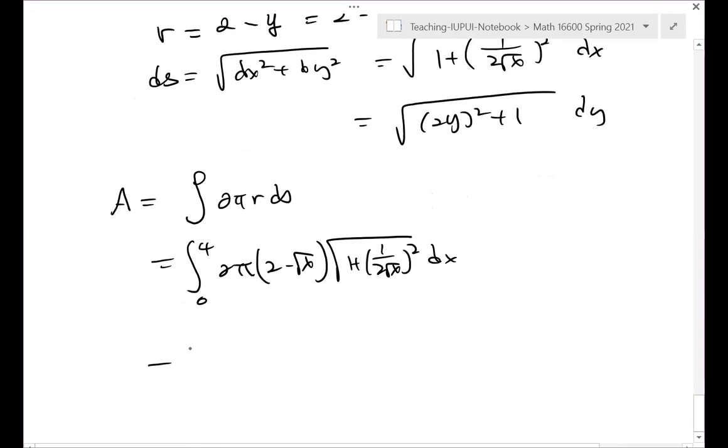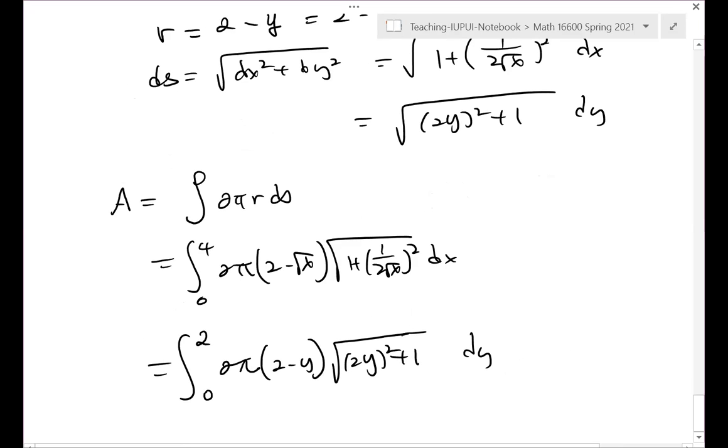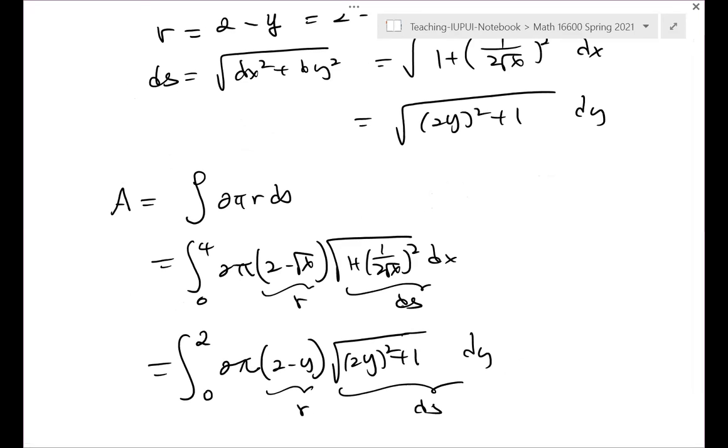Now, if we use the y variable, y is from 0 to 2, 2 pi. What is r? R is 2 minus y. Times the square root of 2y squared plus 1. So this is my ds, this is r. You see? That's how they get the answers. I hope you get an idea. But you also have to draw the picture correctly.